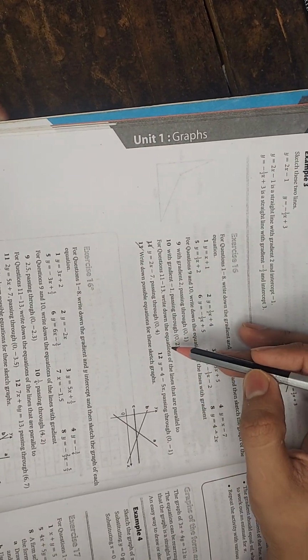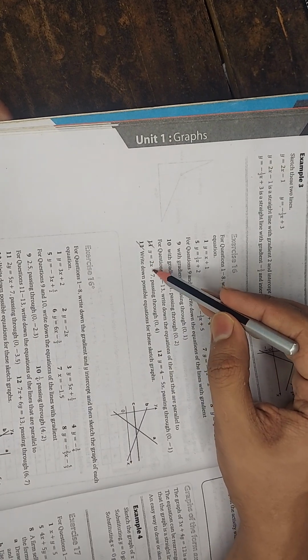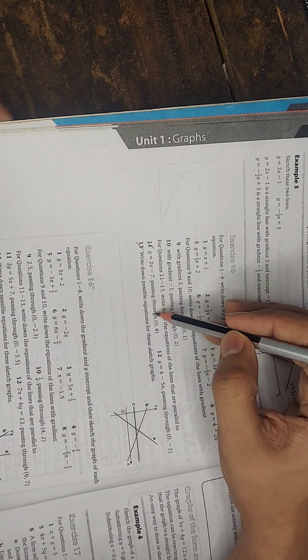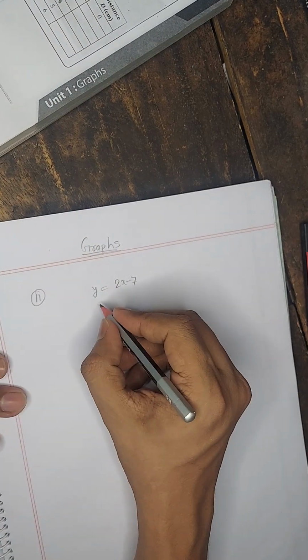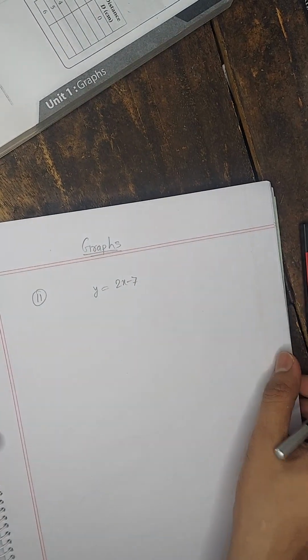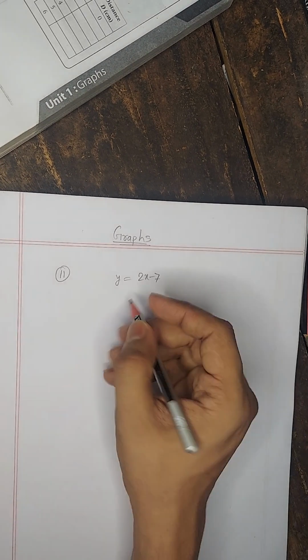Here in our first question we have to find the equation of the line that is parallel to the line y equal to 2x minus 7, which passes through the point 0, 4. So we are given this line y equal to 2x minus 7. We have to find the parallel line.